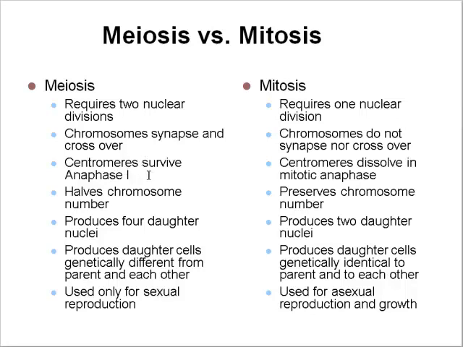So the centromeres, as you recall, are holding the two sister chromatids together. You remember it's not until meiosis 2 that the sister chromatids are pulled apart. And of course, meiosis cuts that chromosome number in half.